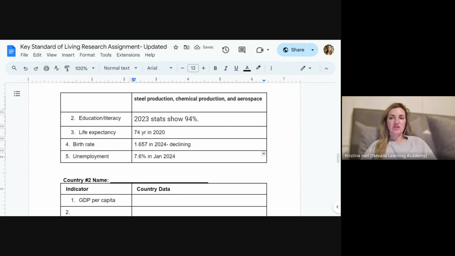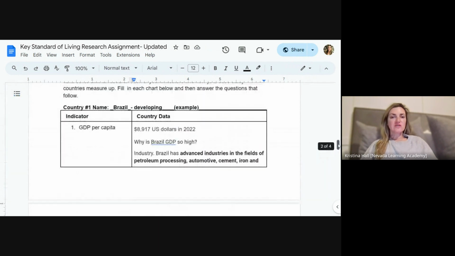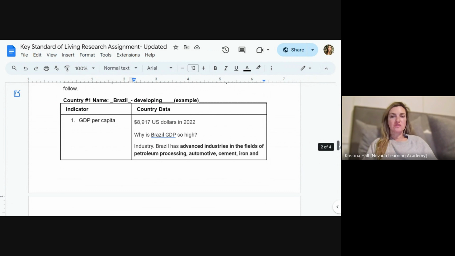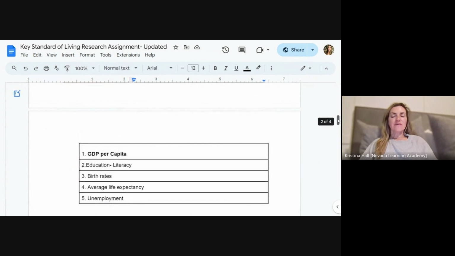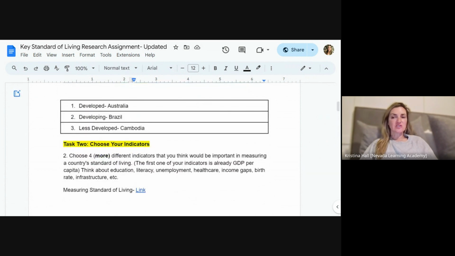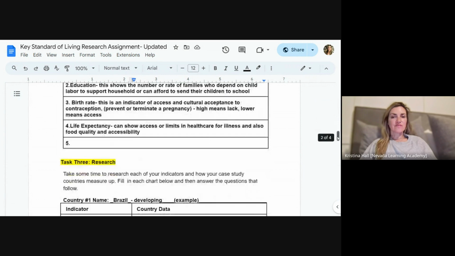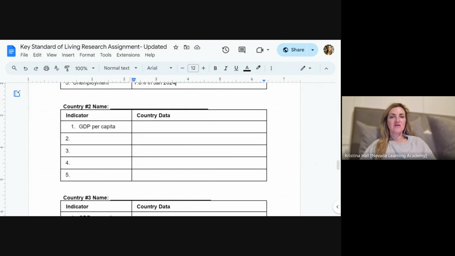So again, make sure you're giving me a stat from at least within the last couple of years. Okay, so we did one together. If you choose to use this one, you're welcome to. Then this is where you're going to want to pause the video again. You would take one of your developed countries. So let's say you did Australia. You could do a different one. I'm not going to fill this out with you, but you would put Australia here, developed.